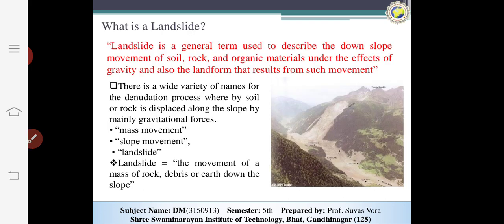Now, so we can see what the earthquake is. Now, starting with landslides.